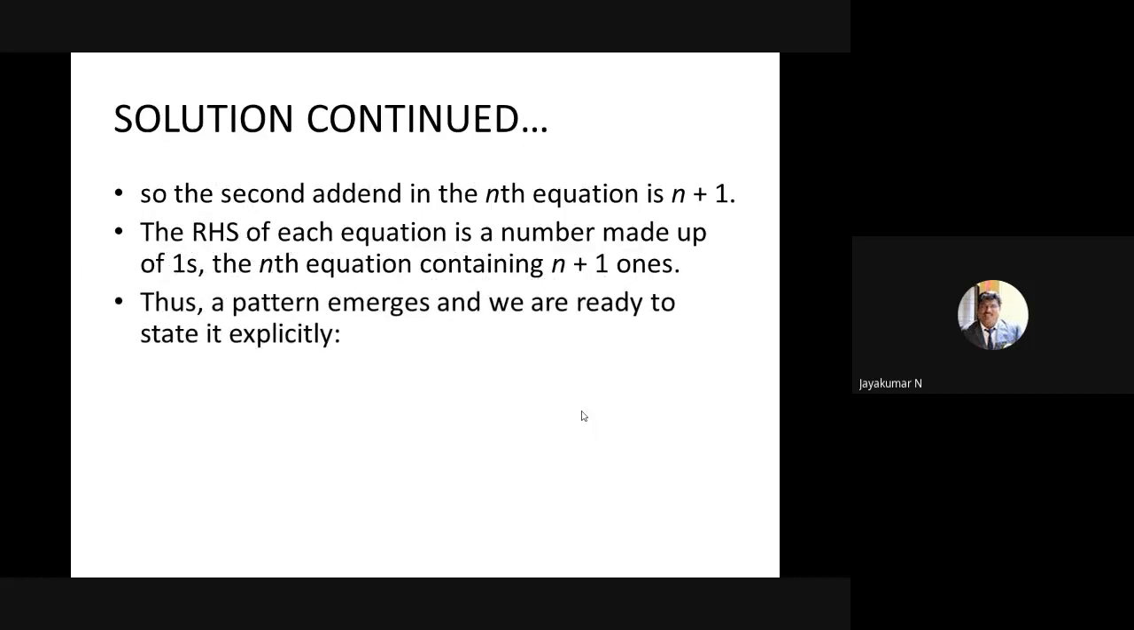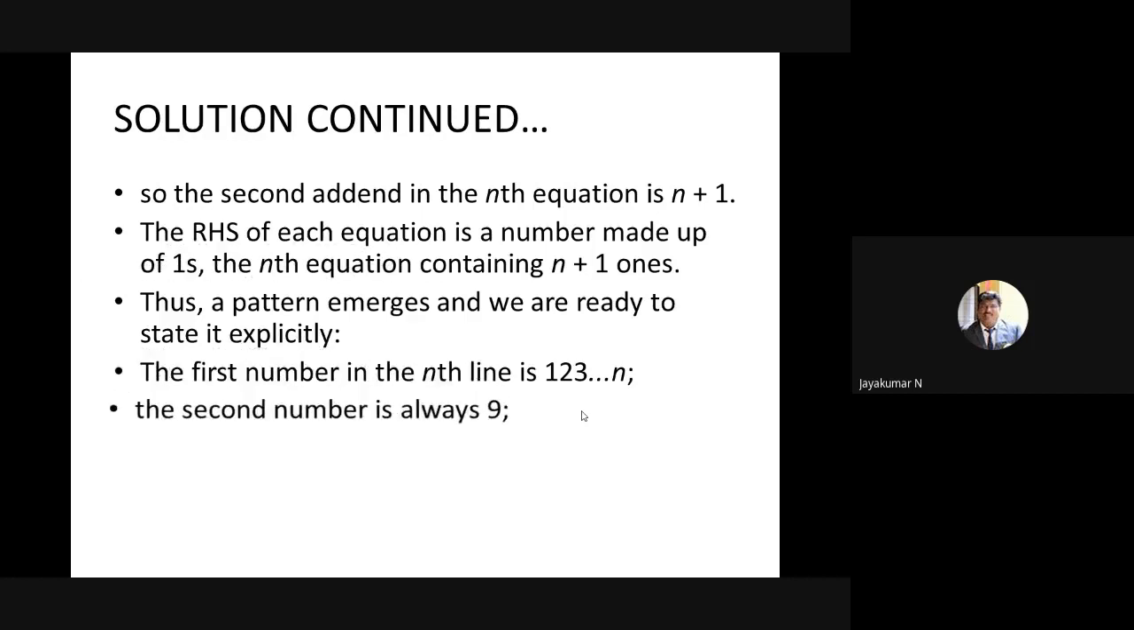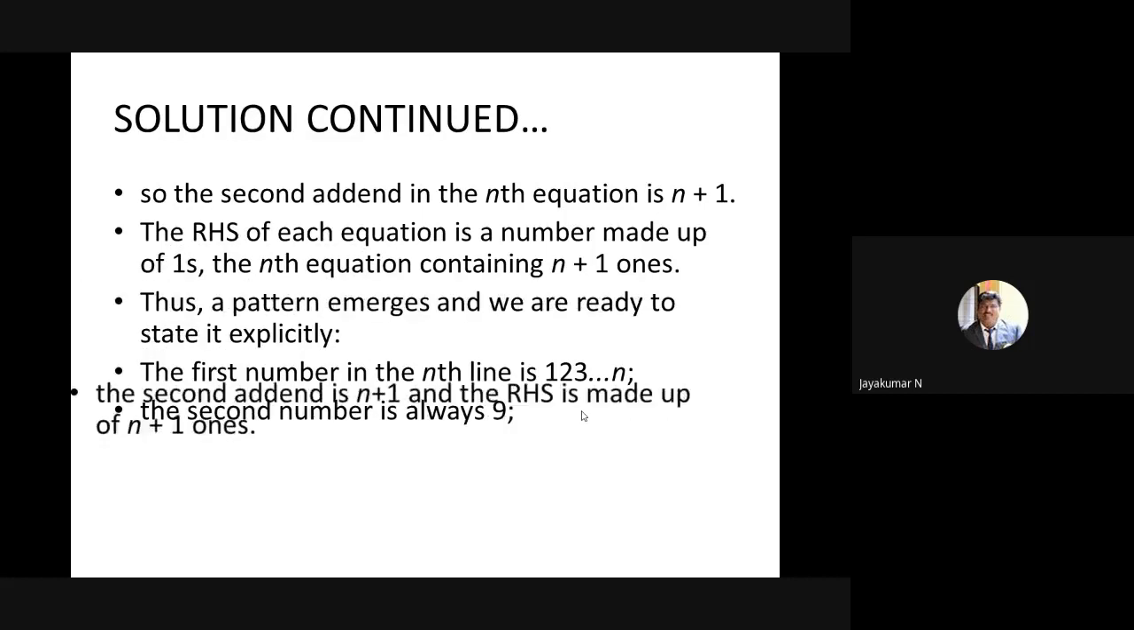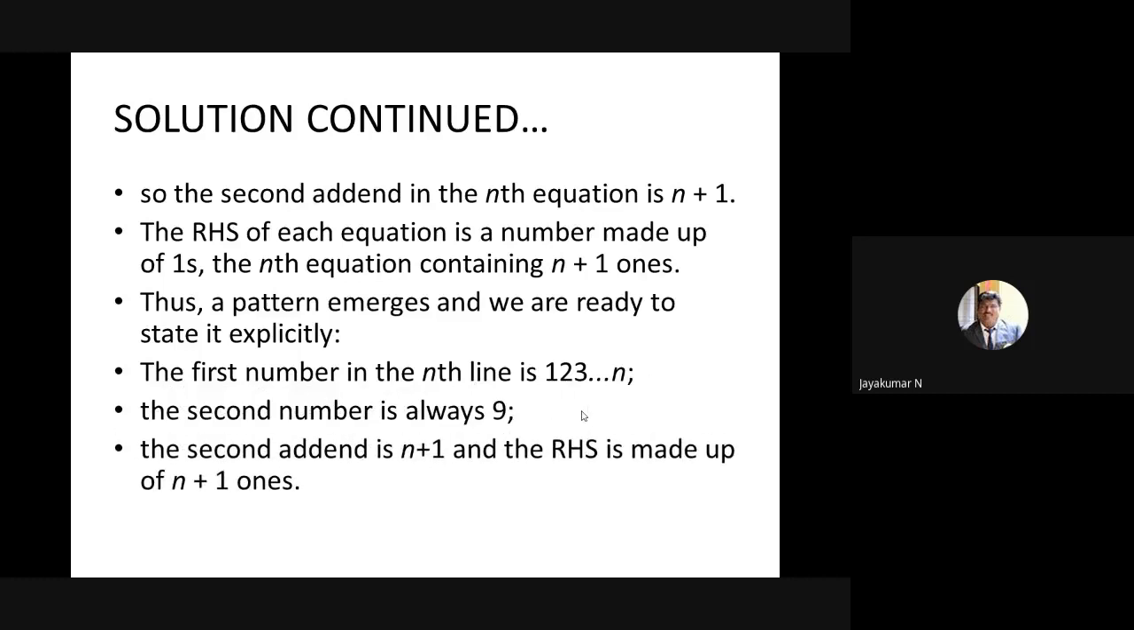So thus a pattern emerges and we are ready to state it explicitly. The first number in the nth line is 1, 2, 3, etc., n. The second number is always 9. The second addend in the nth equation is n plus 1. The right hand side is made up of n plus 1 ones.